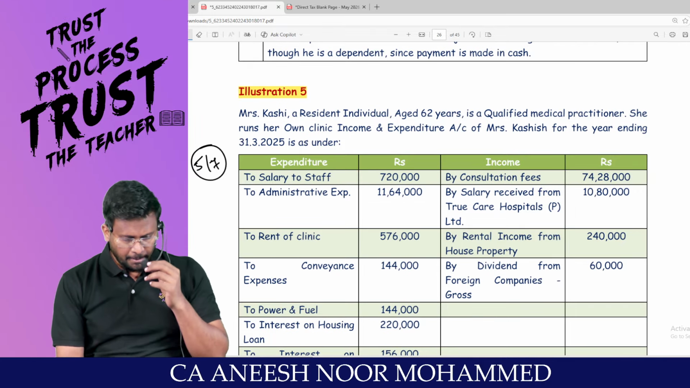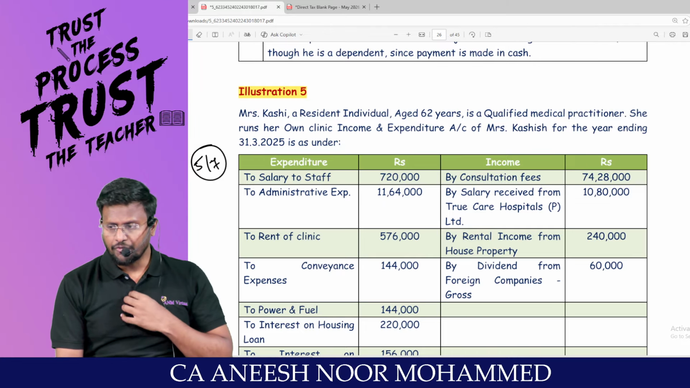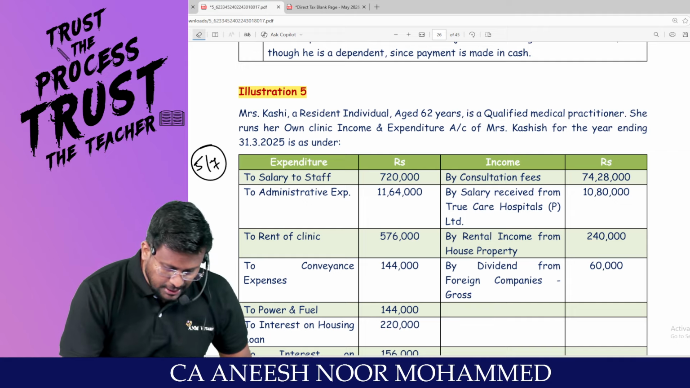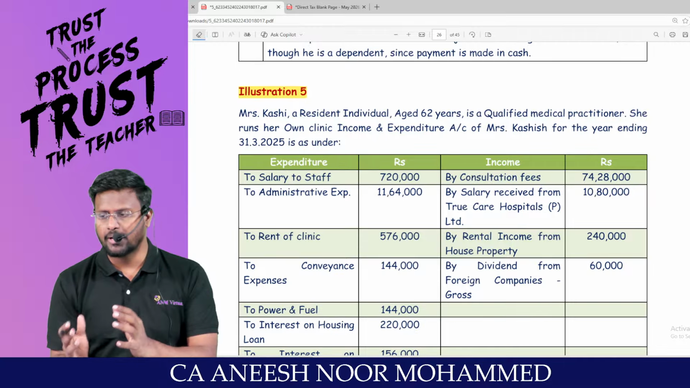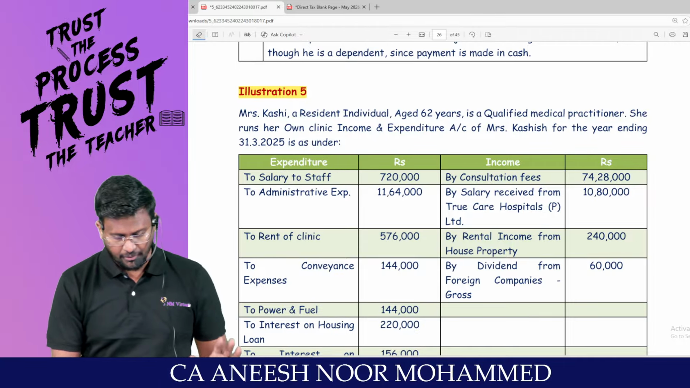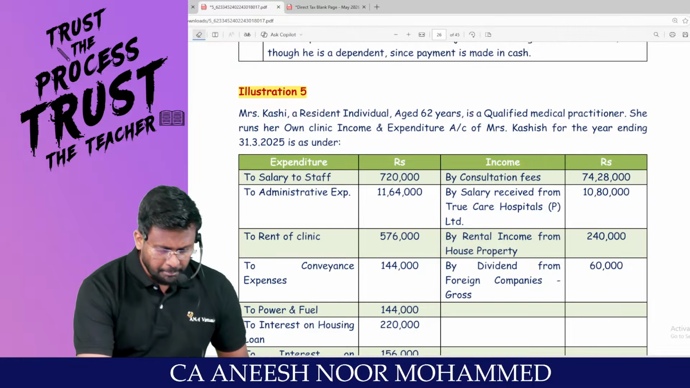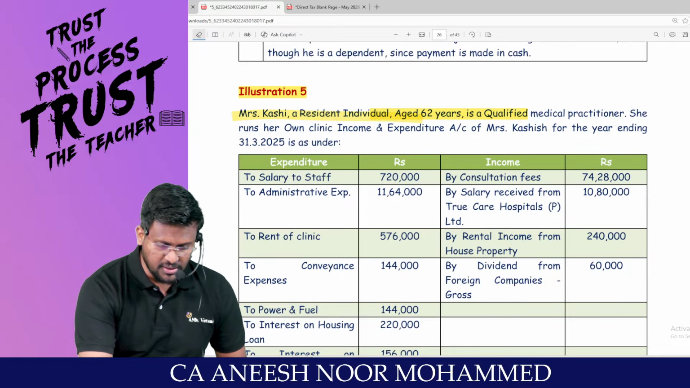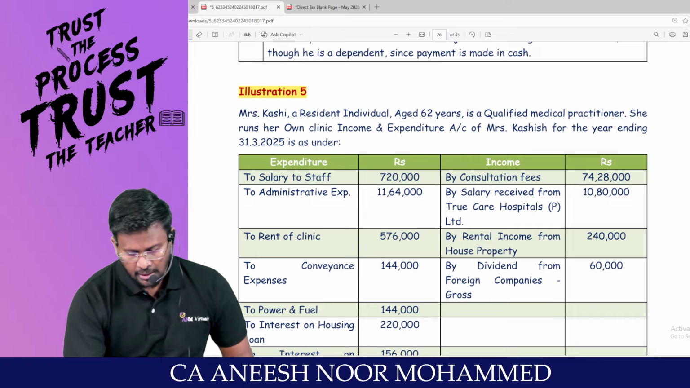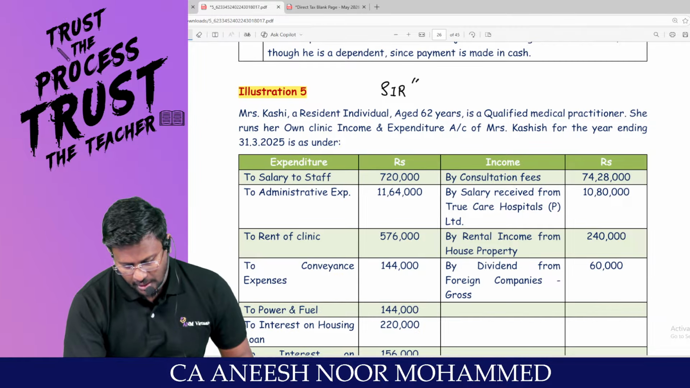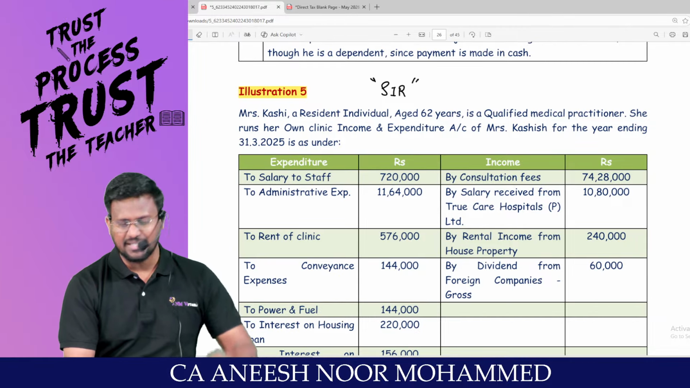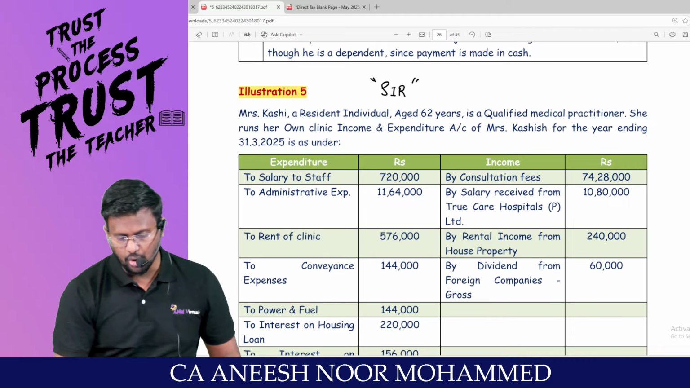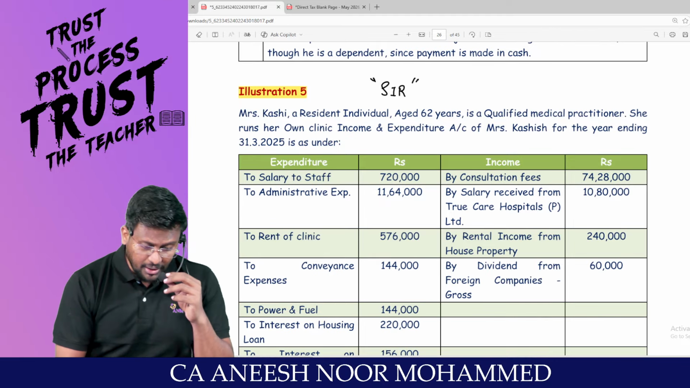Yes, sir. I believe that you would have gone through the first 4 questions, different variety questions. Question number 5 is a unique question. I will not say a variety, but a unique question to solve before your exam. Very good question according to me. Mrs. Kasi, a resident individual aged 62 years. That means senior citizen, individual and resident. That means the assessee, sir. We have to give respect. Is a qualified medical practitioner. That means doctor. She runs her own clinic.